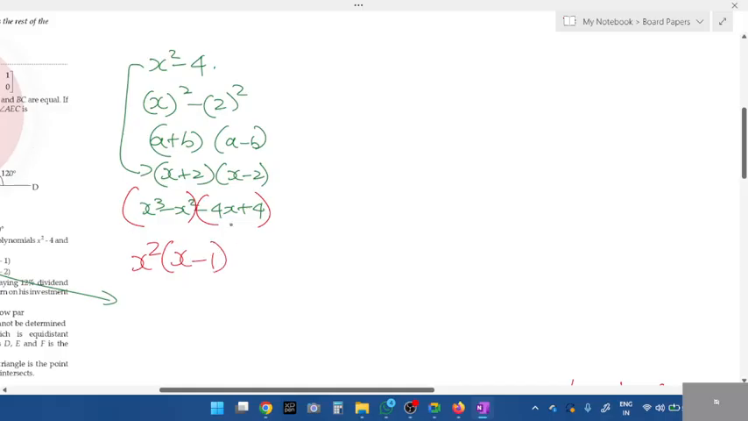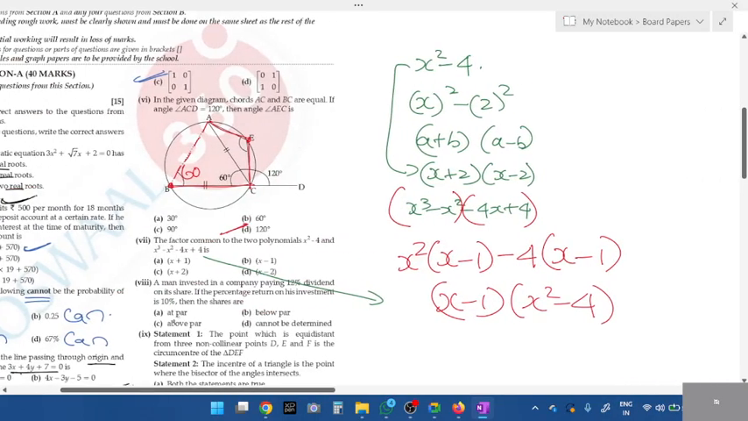Very good. What is common here? What's the first sign? Minus 4. Minus 4 times x minus 1. Then x minus 1 into. Fine. What is the question asked? The common factor of two polynomials.